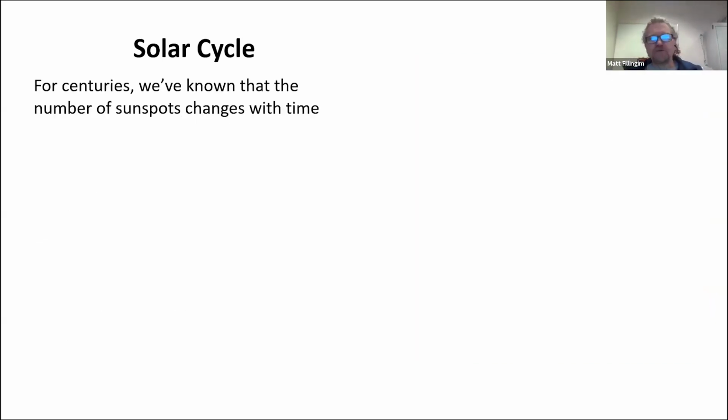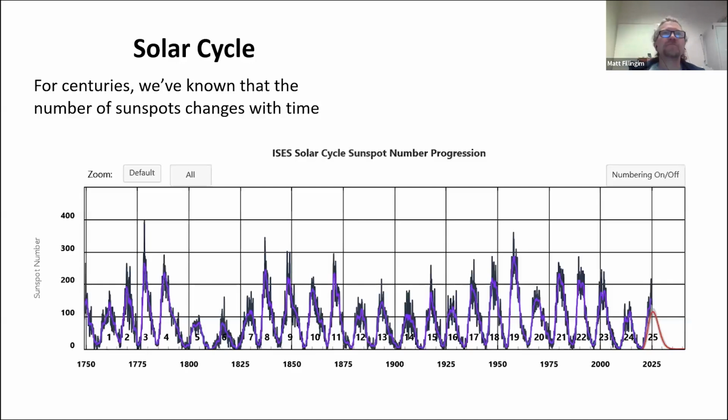Okay, so turns out for centuries we've been watching the sun. Well, actually, for millennia we've been watching the sun, but we've been keeping basically good records, I guess, for centuries, continuous records for centuries. And we've known the number of sunspots changes with time. So here is, going back to 1750, so not quite 300 years ago, 300 years of looking at sunspot numbers.